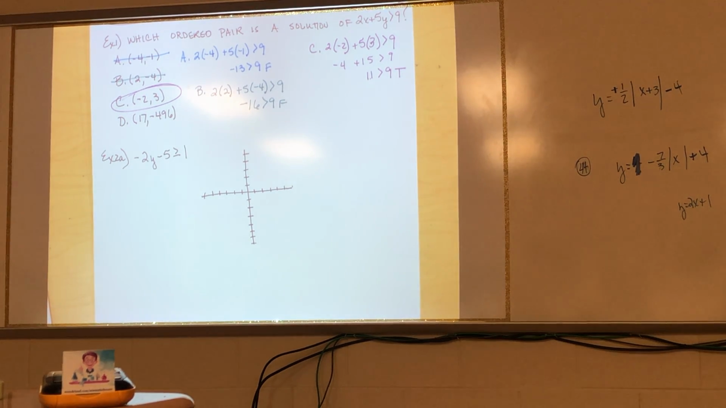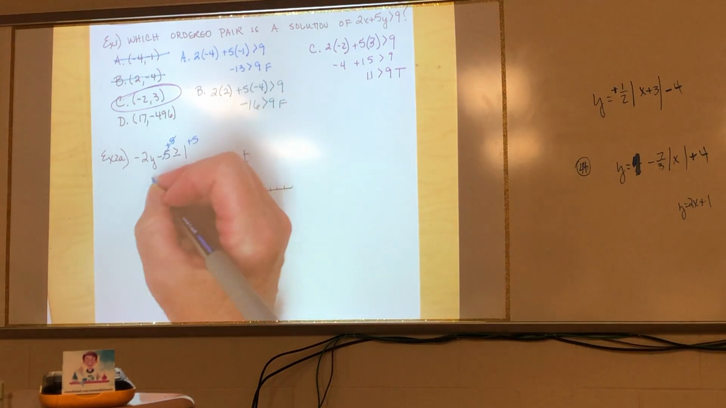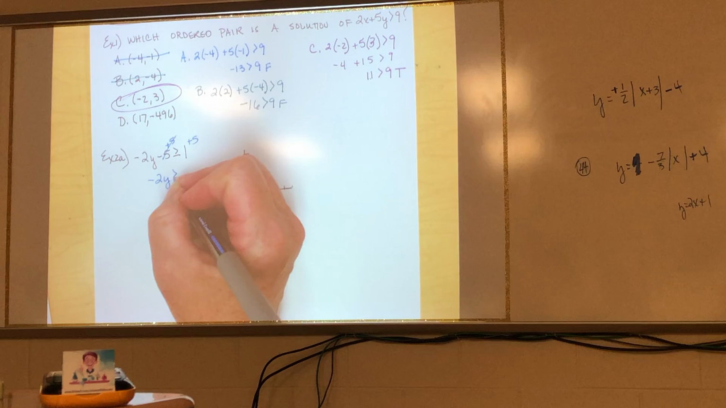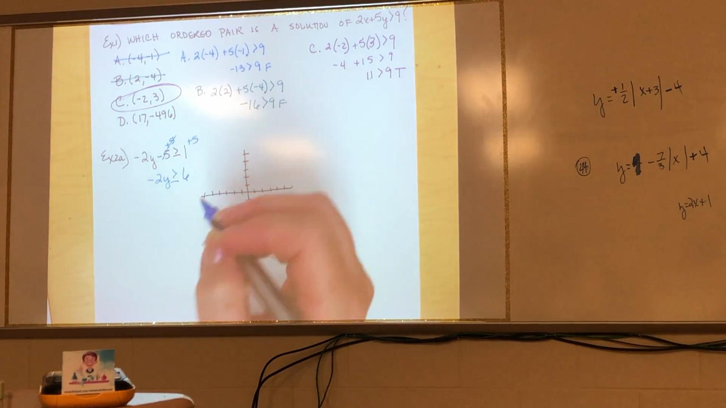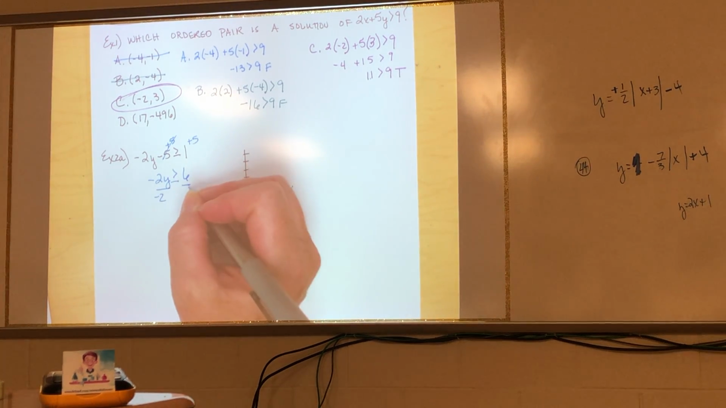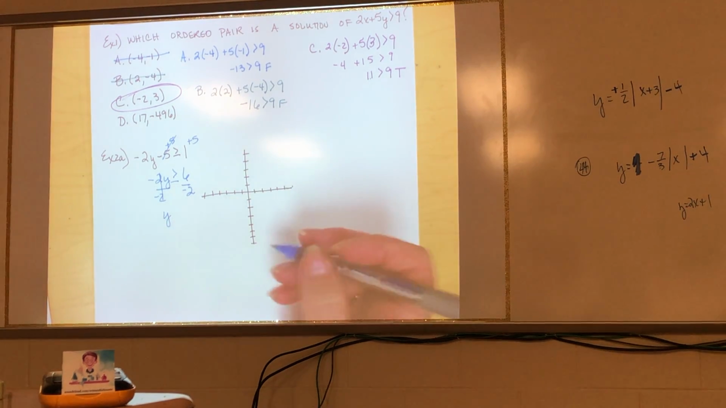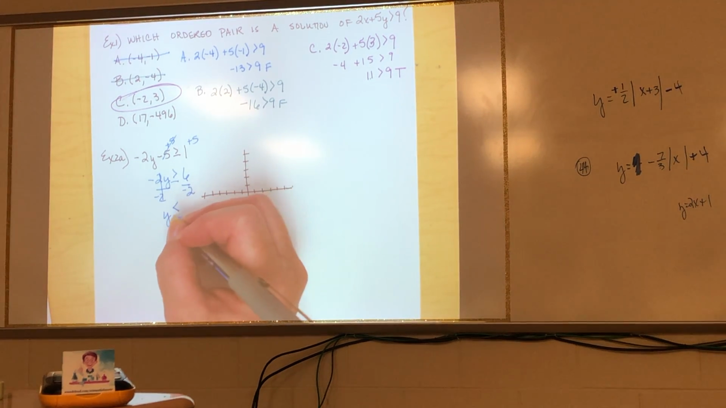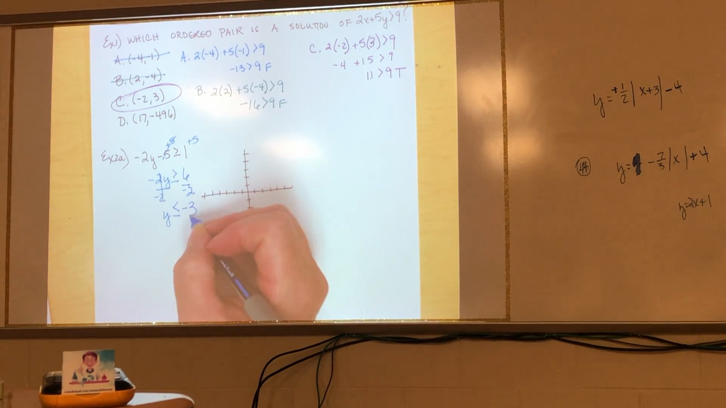So tell me what to do if I'm going to solve for y. You add 5. Add 5 to both sides. So now I get negative 2y is greater than or equal to, what's 1 and 5? 6. Now what do I do? Divide by negative 2. Oh, flip the sign. Why? Whenever you multiply or divide by a negative, you have to flip the sign. What's 6 divided by negative 2? Negative 3.